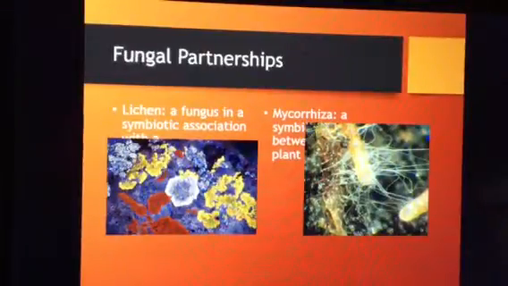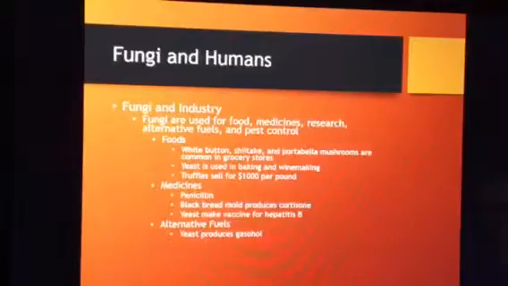So let's talk about some of these fungal partnerships. Lichens are associated with rocks, and they have a fungus association because they actually will break down rock into usable materials. Then we have mycorrhizae. Mycorrhizae are found with the root systems of plants. They work with the root systems of plants, producing nutrients for the plant, and the plant gives nutrients back because it gives nitrogen back to them.